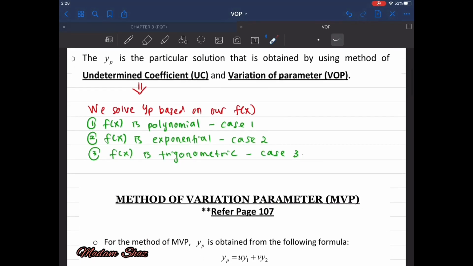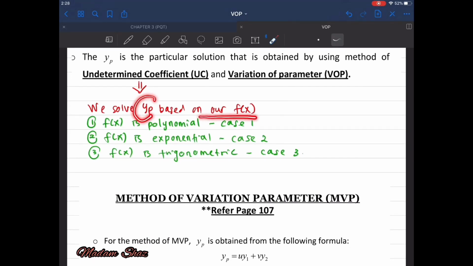UC means that we solve our yp based on our fx. You have learned this before in the three cases. If fx is in terms of a polynomial, it is from case 1. If your fx is an exponential term, it is from case 2. If your fx is in terms of trigonometric functions, sine and cos, it is from case 3. So we solve our yp according to our case.